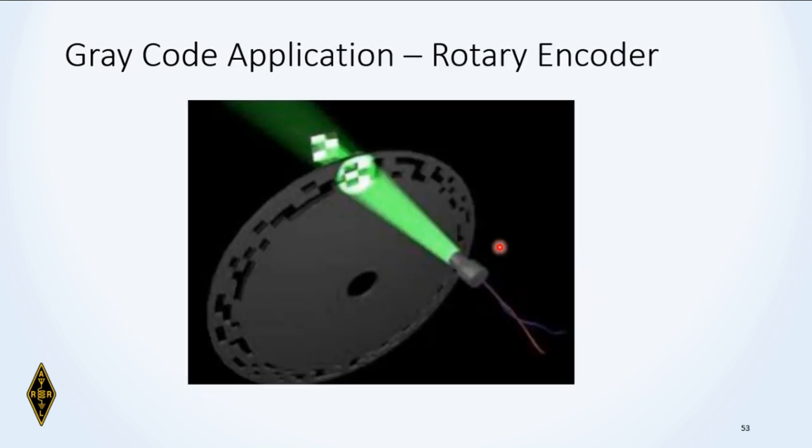Yep. There's a code wheel here and a light-emitting diode and a detector on the other end that's screened by a pattern that's on this rotating wheel. So as the wheel rotates, it's moving in gray code fashion around the numbers.